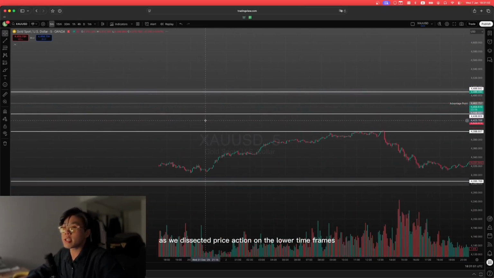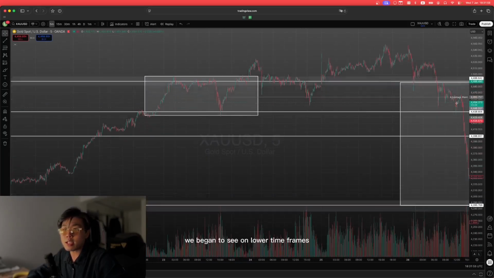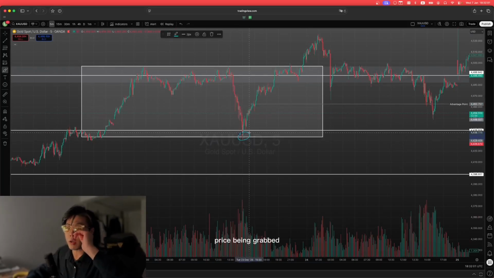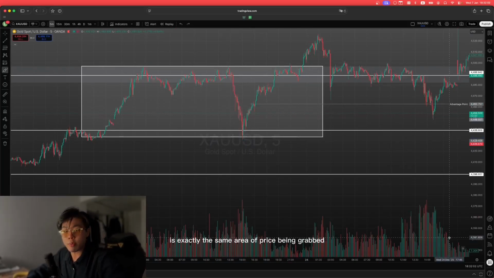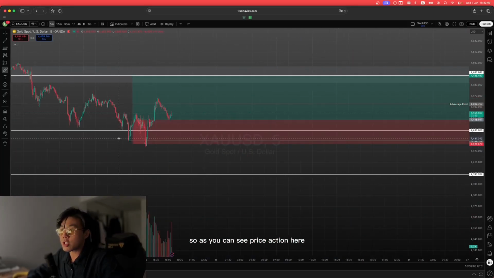So as we dissected price action on the lower time frames, what did we begin to see? Well, we began to see on lower time frames, this area of price being grabbed is exactly the same area of price being grabbed where we got the buys. So as you can see, price action here also swiped the same lows. You're looking at a range too, and that's exactly what price gave you.